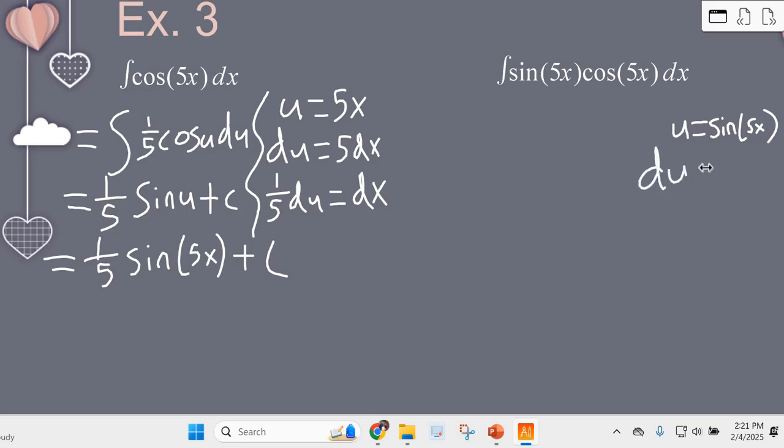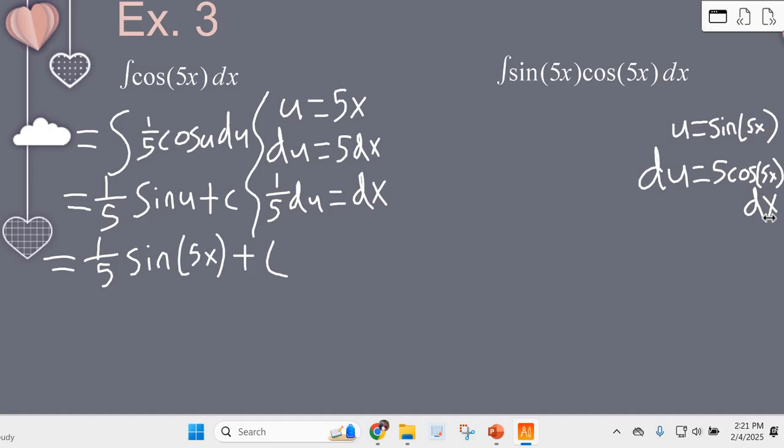Now, what do we have to use in order to take the derivative of that? The chain rule, yeah, which we just reviewed. So, good thing. We should end up with a 5 cosine of 5x dx.